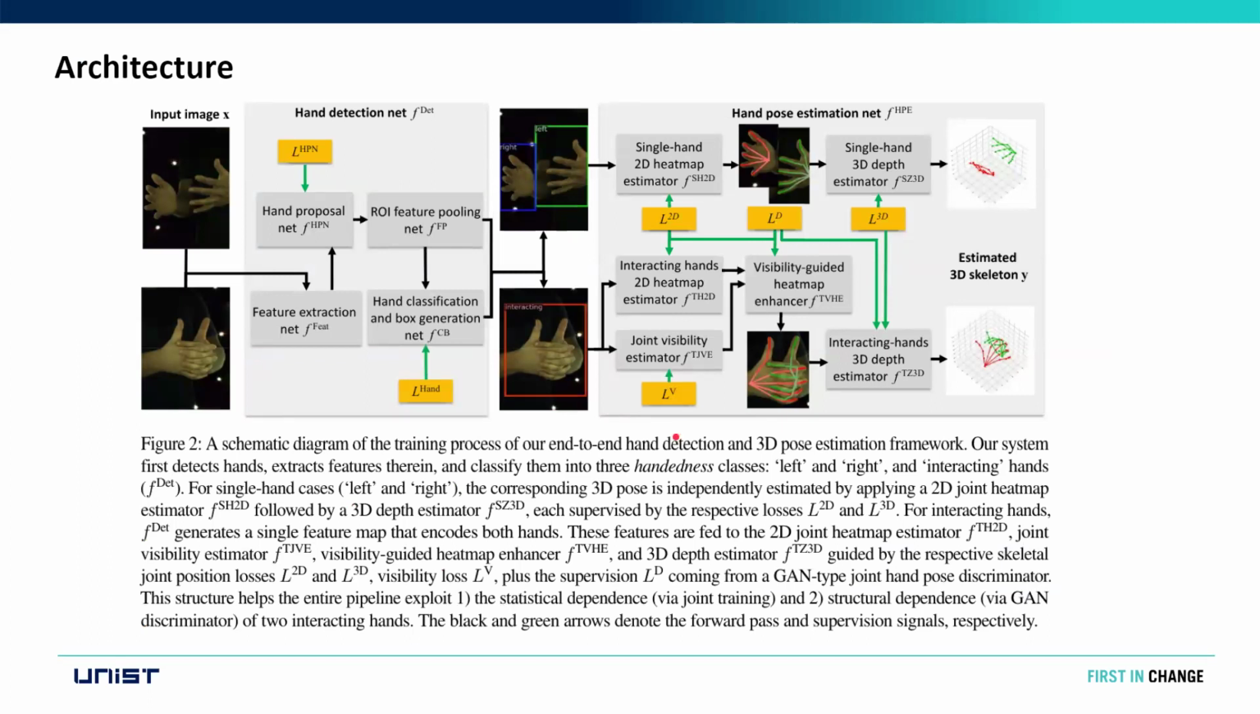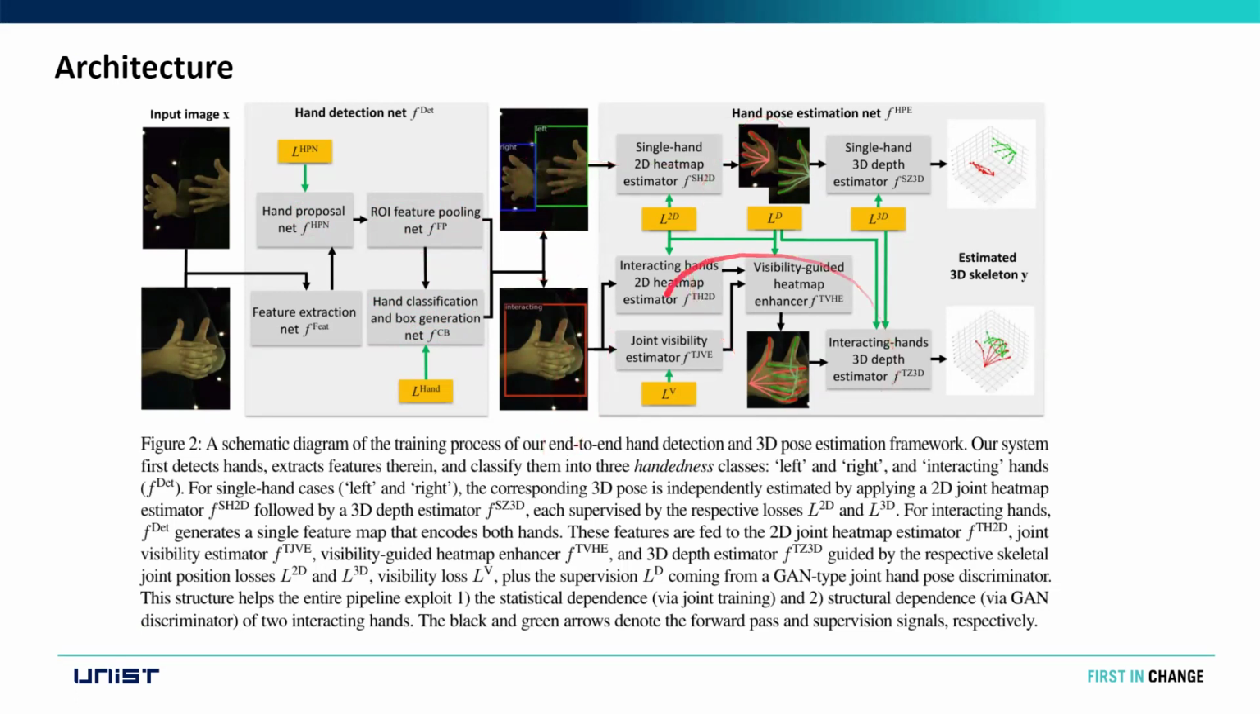So this is the overview of the architecture. First, they have the input image, then feature extraction, then the hand proposal network, then ROI feature pooling, and then hand classification and box generation. The ROI pooling also detects the bounding boxes, but the hand classification and bounding box generator refines them.